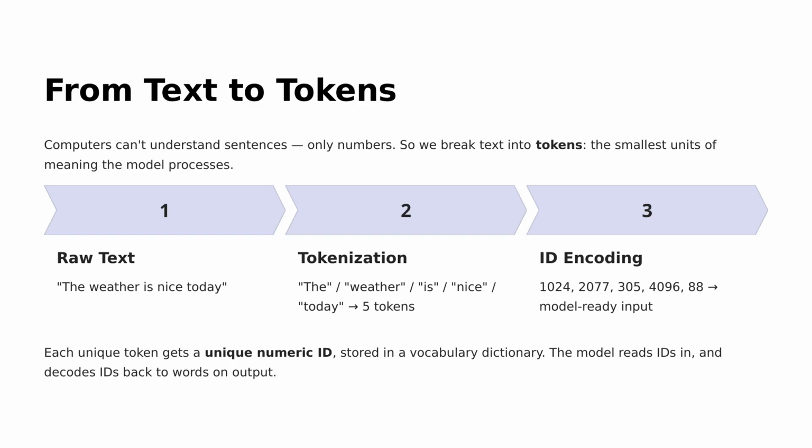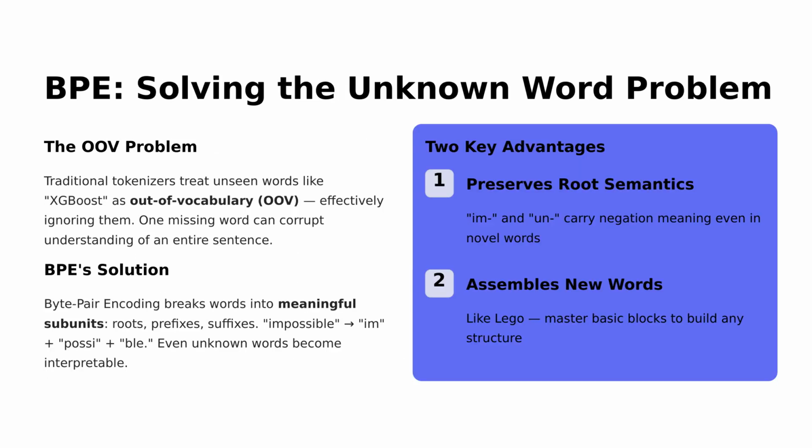Welcome to From Texts to Tokens. Computers don't understand sentences the way we do. They work with numbers. To bridge this gap, we break text into tokens, which are the smallest units of meaning for the model. For example, the sentence, "The weather is nice today," becomes 5 tokens. Each token is then assigned a unique numeric ID, creating a model-ready input. This transformation allows the model to process language effectively.